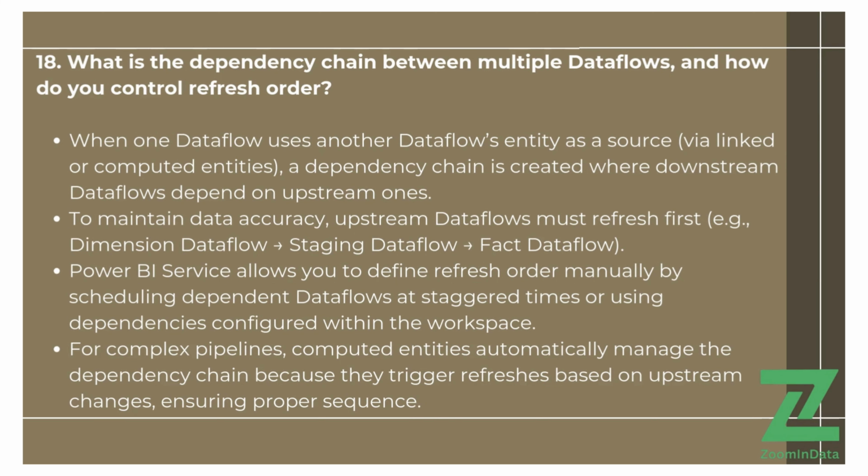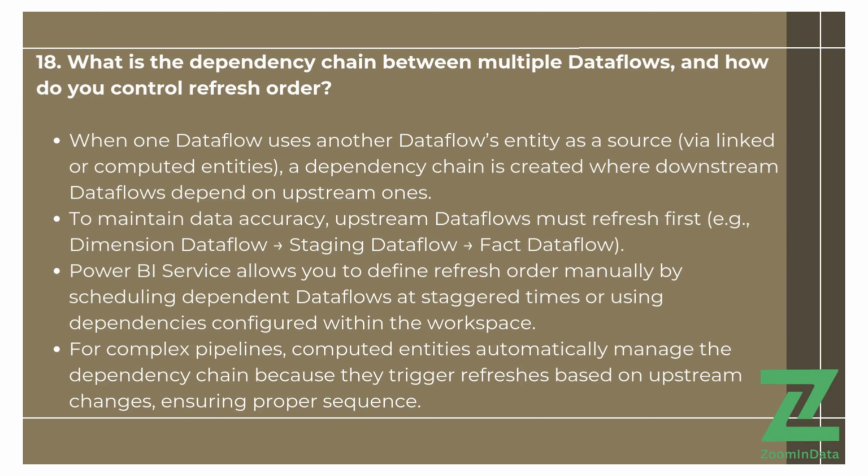What is the dependency chain between multiple data flows, and how do you control refresh order? When one data flow uses another data flow's entity as a source, via linked or computed entities, a dependency chain is created where downstream data flows depend on upstream ones.